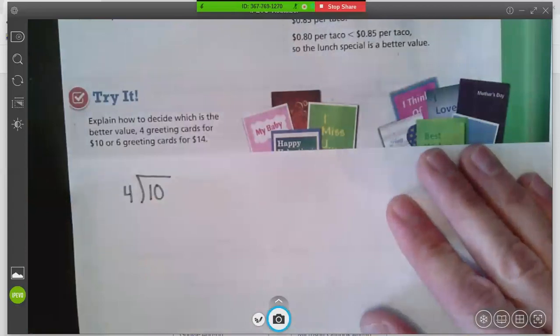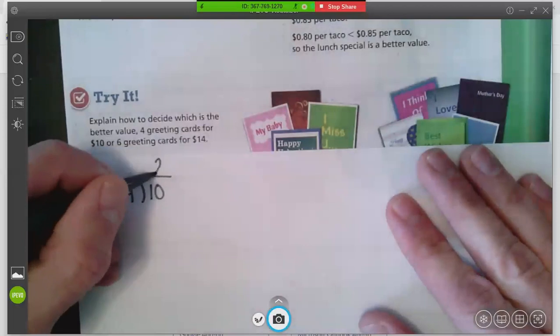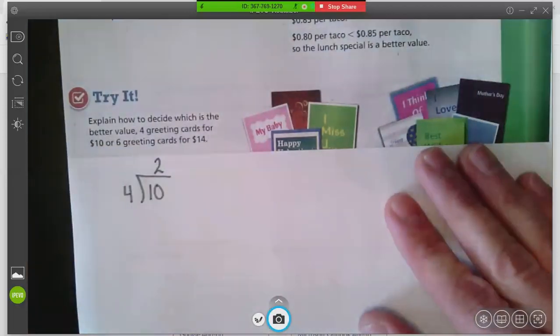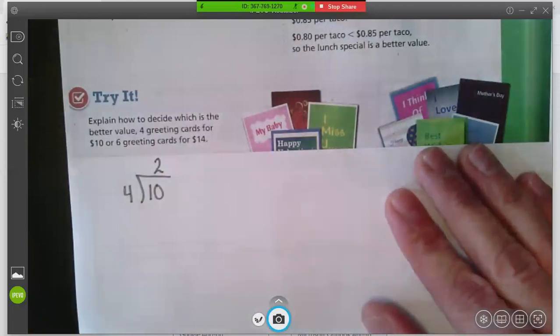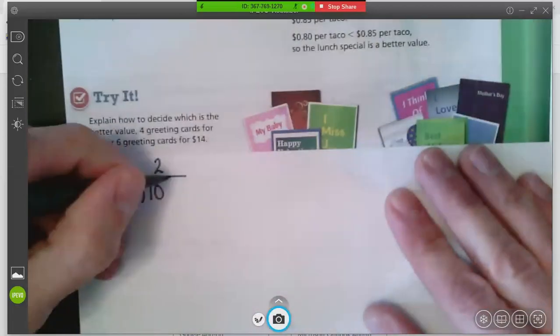4 goes into 10 2 times, which is 8. And one thing we can go over: is this going to be more or less than $1? I think a little more. It's going to be more. Very good. Yeah, I agree.